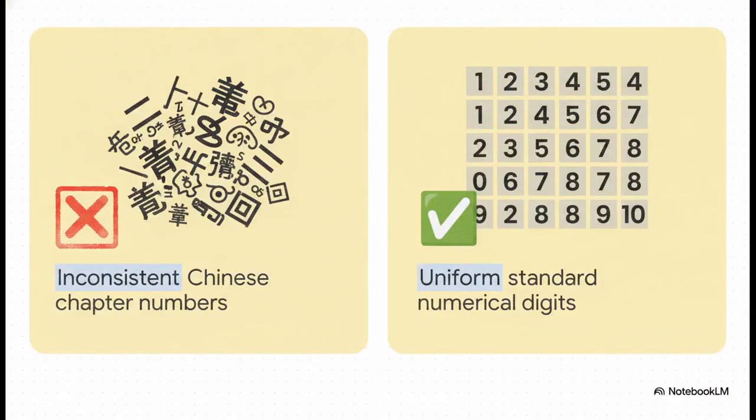So what was actually causing this? The root cause literally came down to Chinese chapter numbers. Because these characters vary so wildly in their physical structure, they were just completely throwing off the entire alignment of the page. To get that crisp, professional look we all want, these unpredictable characters absolutely had to be converted into uniform, standard numerical digits. No way around it.